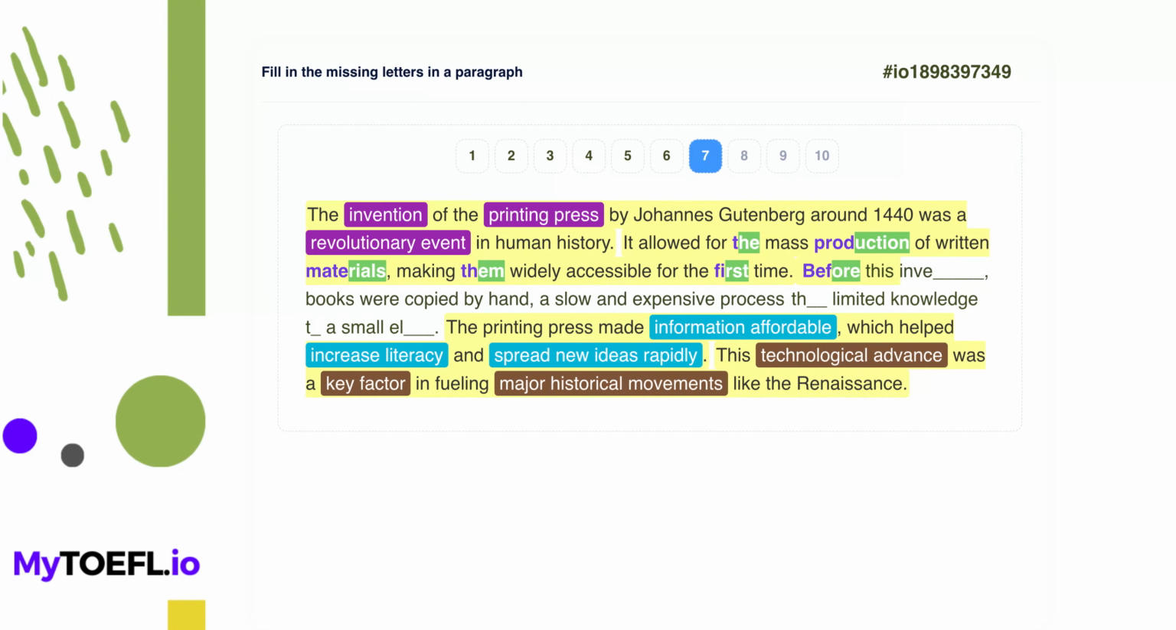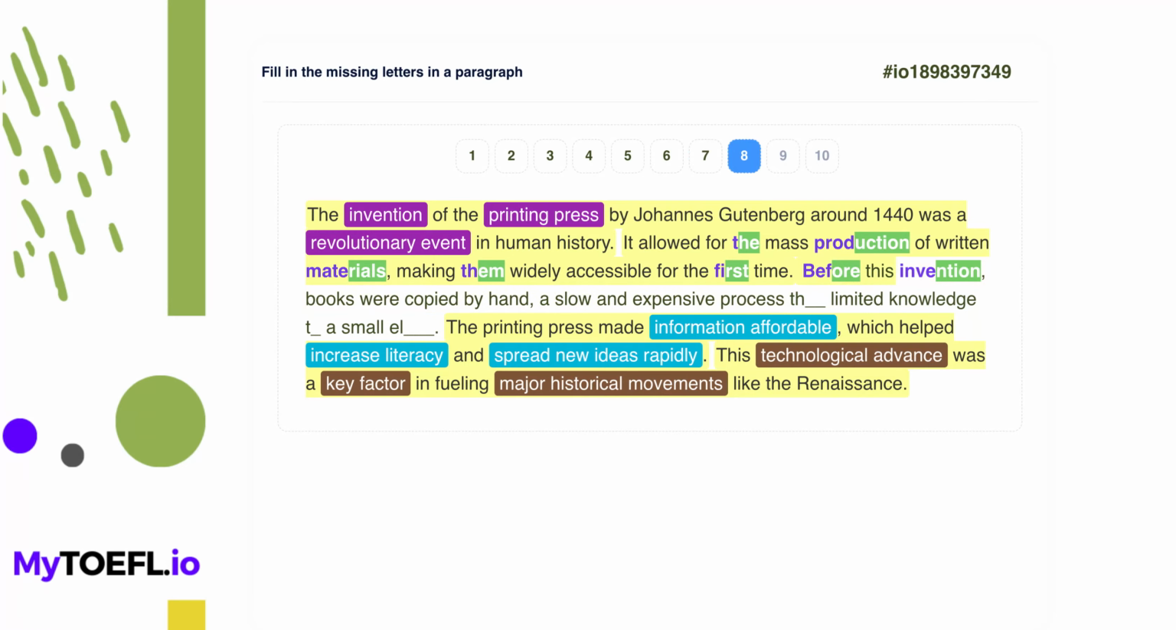Next, we look at the seventh blank. Before this blank, books were copied by hand, a slow and expensive process. The question provides the letters I, N, V, and E and contains 5 missing spaces. The phrase this refers back to the subject of the paragraph, which is the printing press. In the first sentence, the printing press was called an invention. The letters provided match this noun perfectly. The word is invention.